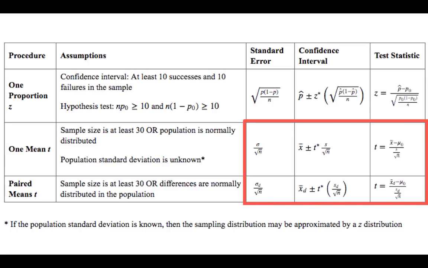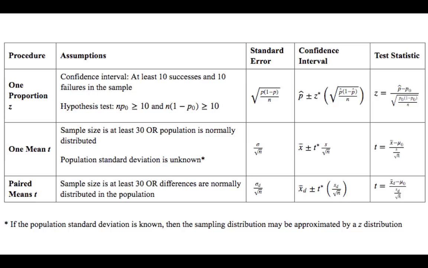note that the last 2, the one mean and the paired means, are almost identical in both the standard error and the confidence interval and test statistic formulas. The only difference between the 2 is that the paired means have that subscript D to denote that we're working with differences. All of these follow the same general form for a confidence interval and the same general form for a test statistic. So I recommend trying to look at these all together to see the similarities instead of getting overwhelmed looking at all of the differences.